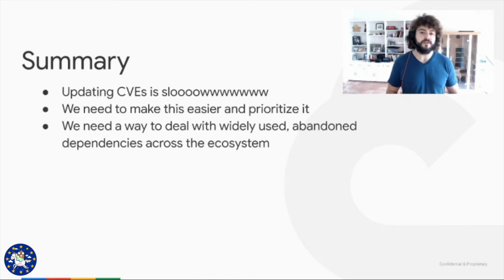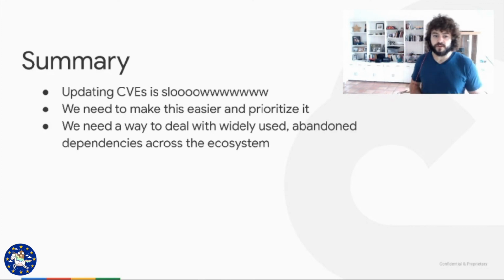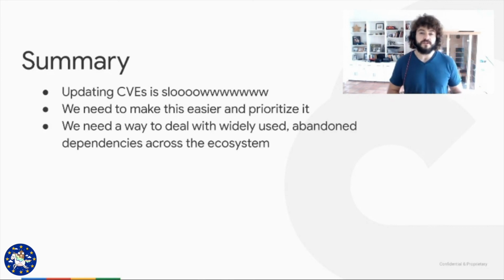We need to make it easier to get these changes merged, and we need to prioritize it. If projects start getting their count down on these scanners closer to zero, it'll be easier to stay closer to zero, which will make it easier to notice when real ones do crop up. I think we also need a way to deal with widely used abandoned dependencies across the ecosystem, like the Go UUID and JWT Go libraries.